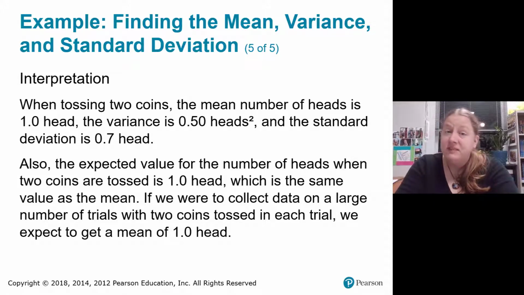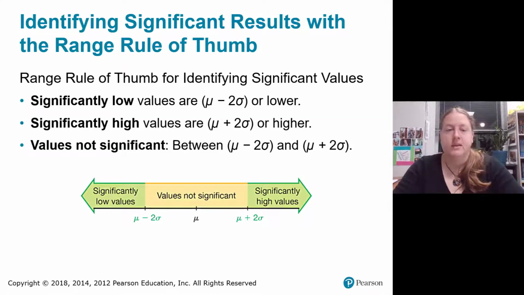So the expected value, remember that was equal to the mean. So the expected value of the number of heads when 2 coins are flipped is also 1 head. If we were to collect data on a large number of trials of flipping 2 coins, we would expect to get a mean of 1 head. That's kind of like our expected value, what's going on there.